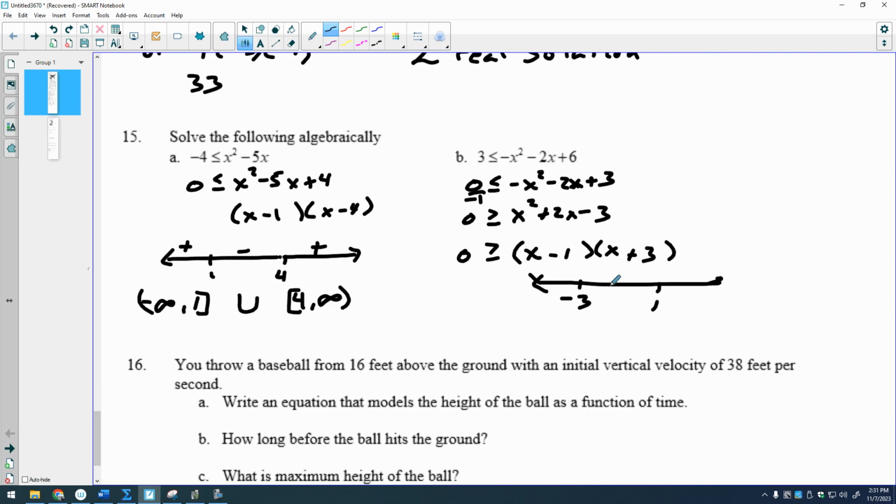So try numbers, make sure they're in order. Okay, the -3 is smaller than 1, so the -3 is on the left and the 1 is on the right. Okay, try numbers less than -3, like a -4. -4 makes that negative, -4 makes that negative.